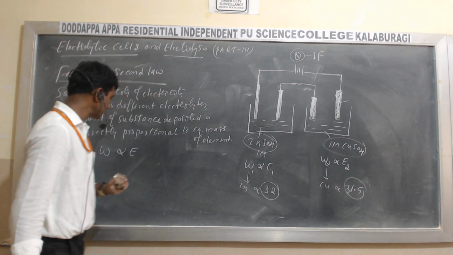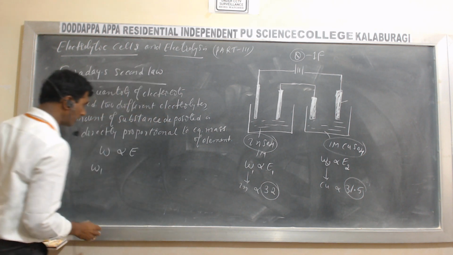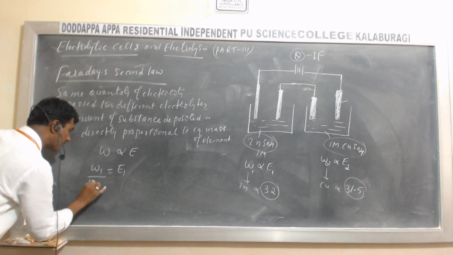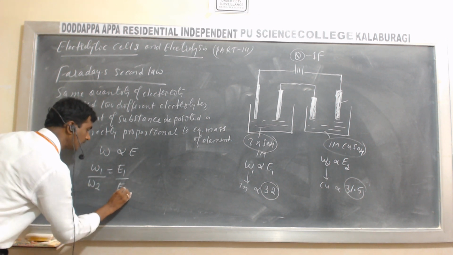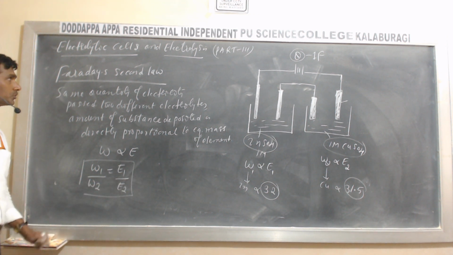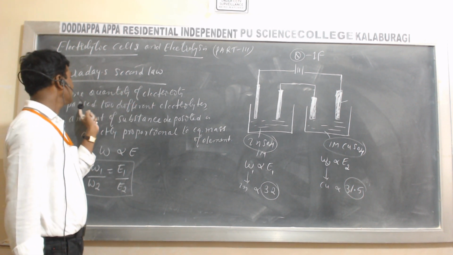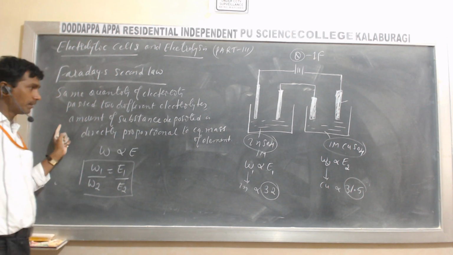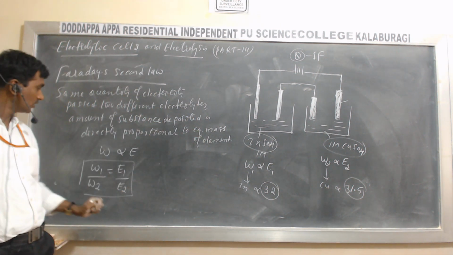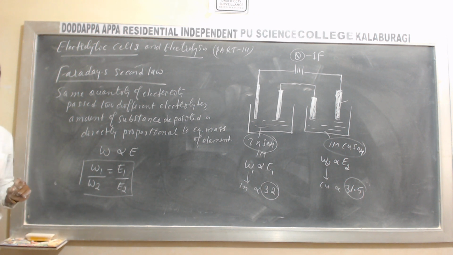So this is called Faraday's second law. For example, W1 is the mass of zinc deposited, equal to its equivalent mass E1. W2 is the mass of copper deposited, equal to E2. So W1 divided by W2 is equal to E1 divided by E2. This is called Faraday's second law. In the examination, when the same quantity of electricity is passed between two different electrolytes, the amount of substance deposited at an electrode is directly proportional to equivalent mass. So that is W is directly proportional to E. E is called equivalent mass.